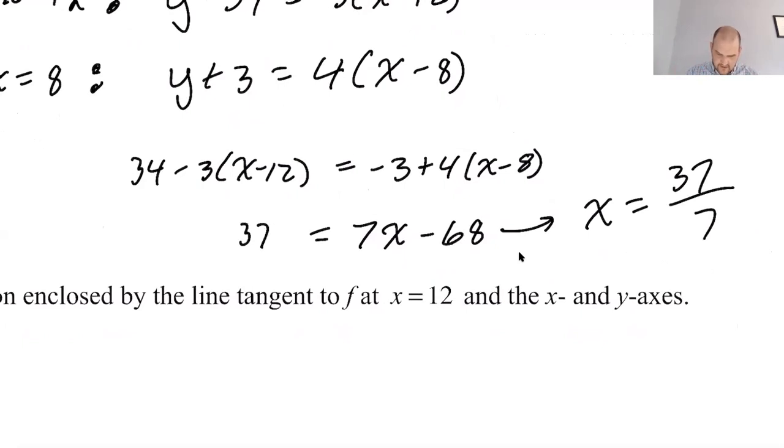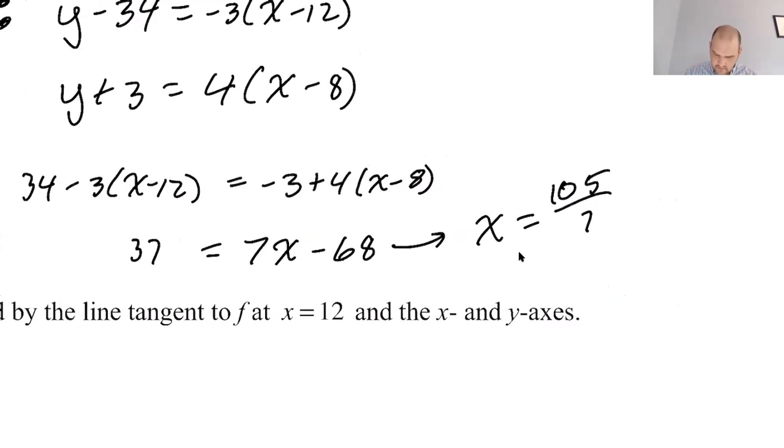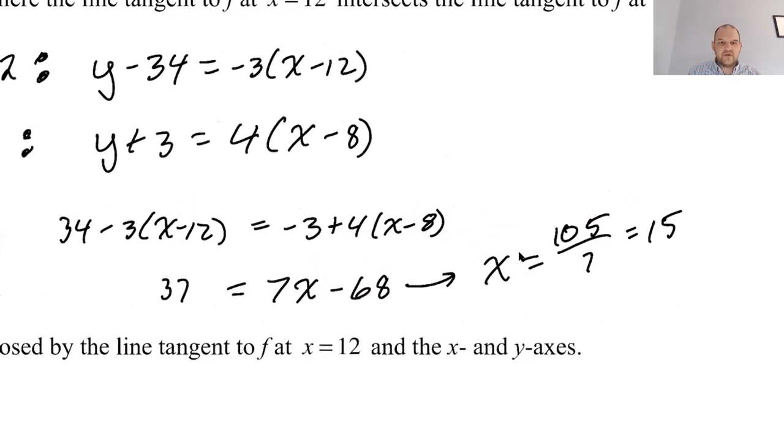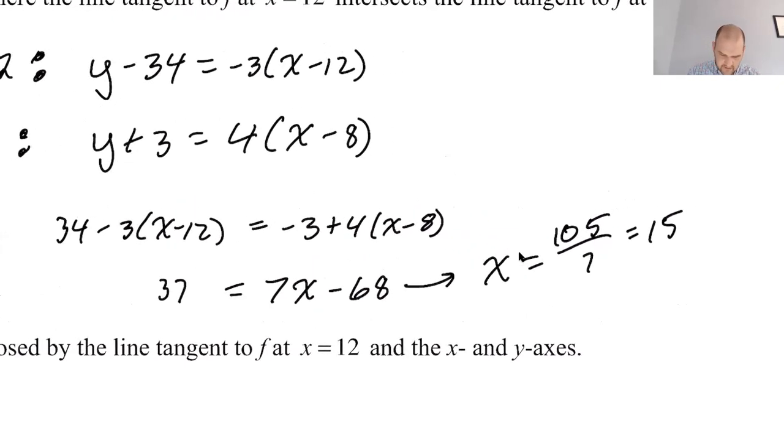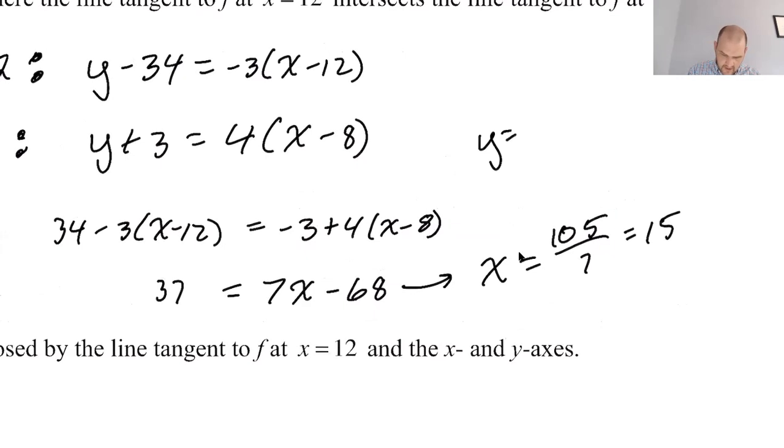And then it's kind of hard to believe that this would work out, but let's see. So 37 and 68 is 90. It's 105 over 7. Oh yeah, which is 15. Look at that. We got it eventually. And then I'm pretty sure, well, 15 isn't so bad to plug in. So y would be, I'm going to use the bottom one, -3 plus 4 times 7, so 25.